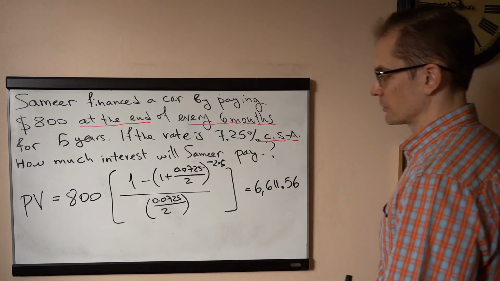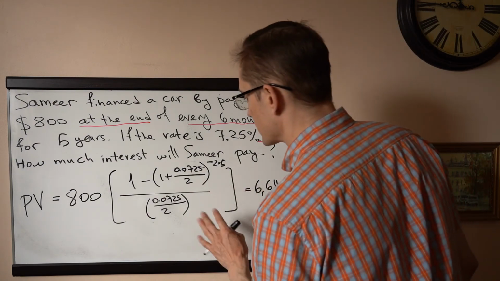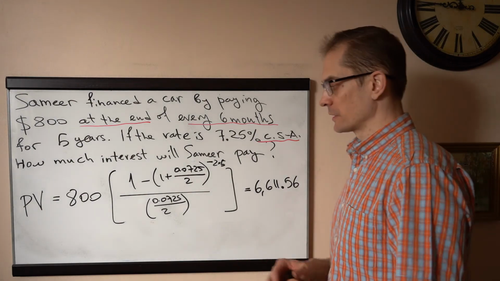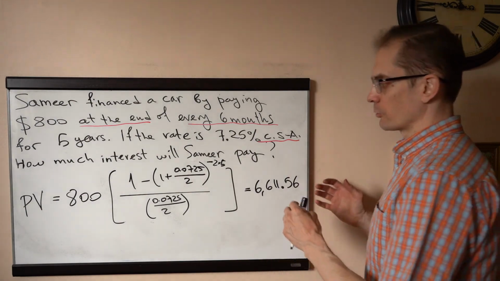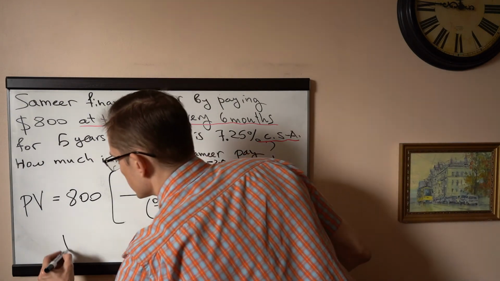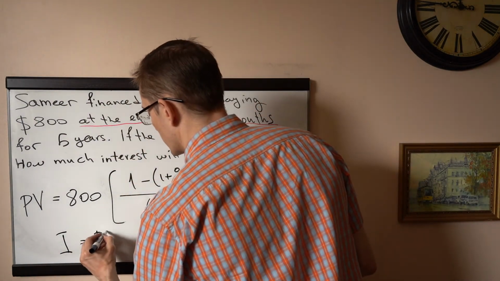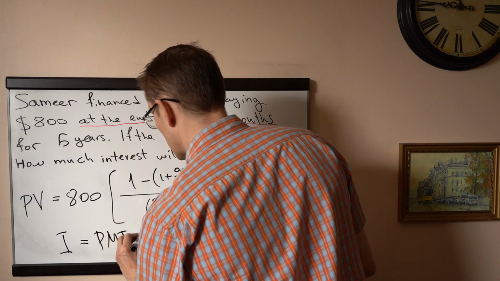6,611.56 rounded to 2 decimals. That's the present value. Now let's talk about interest. How do we find interest? Well, the interest amount in this case will be all your payments times n, right?